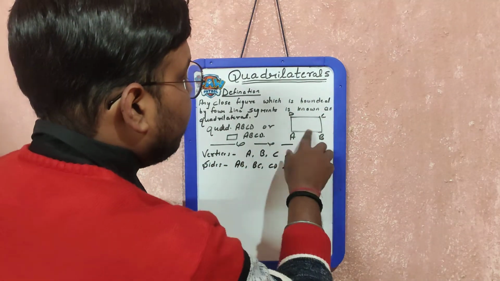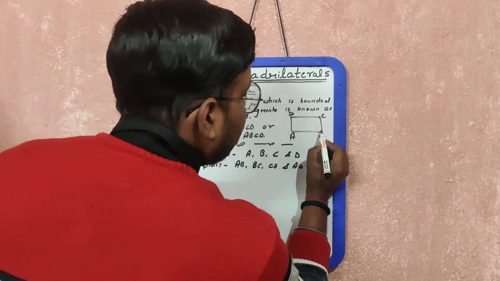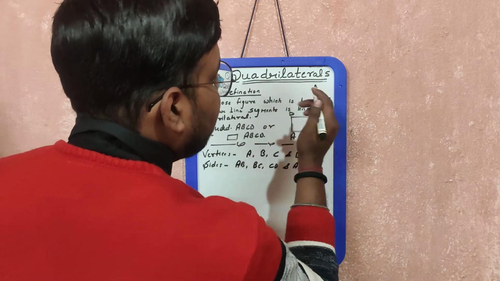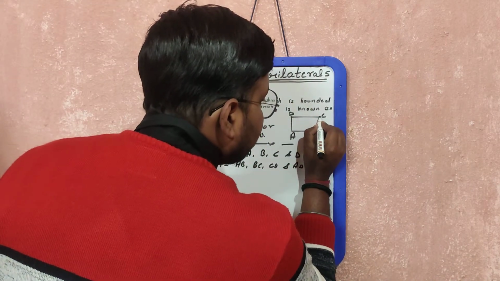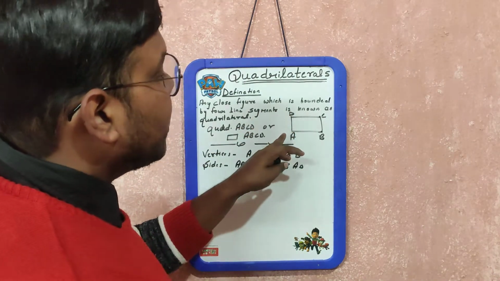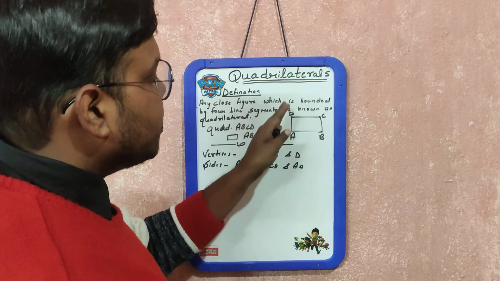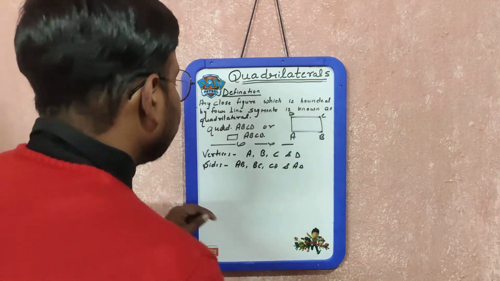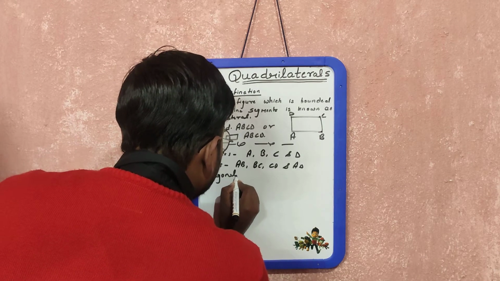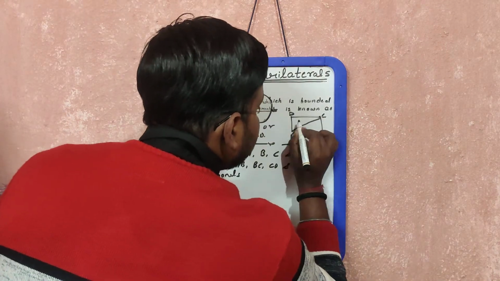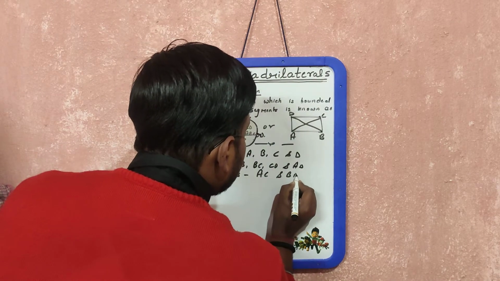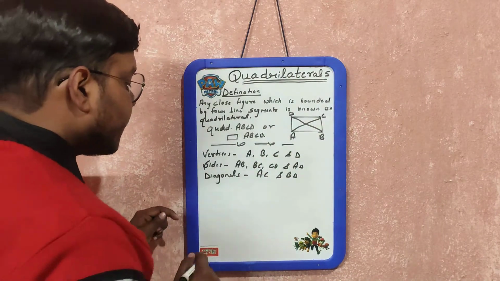AB and BC are adjacent sides. Why? There is a common end point B. Then we say BC and CD are adjacent sides, because C is a common end point. Opposite sides are where there is no common end point, like AB and DC are opposite sides, and AD and BC are opposite sides. Then diagonals: AC and BD are two diagonals of this quadrilateral ABCD.